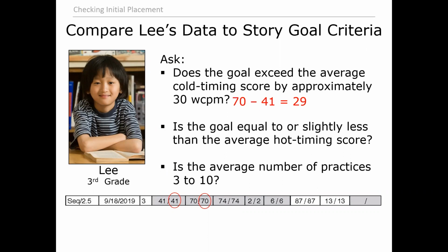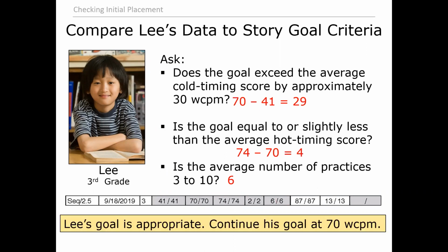Okay, so still right. Now we're looking at the relationship between the goal and the hot timing. We want them to be a single digit difference. It's 4 words. So again, I'm thinking, yep, this is right. Finally, he practices 6 times, which is the right number. So do we want to continue Lee with the goal of 70, raise or lower Lee's goal?